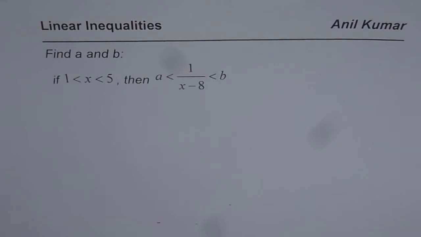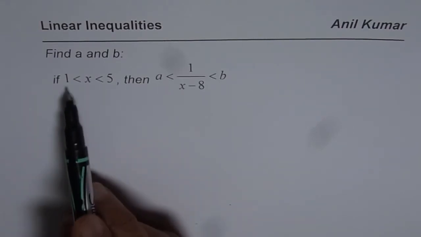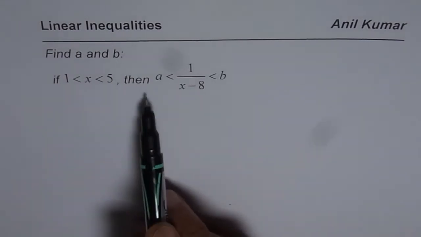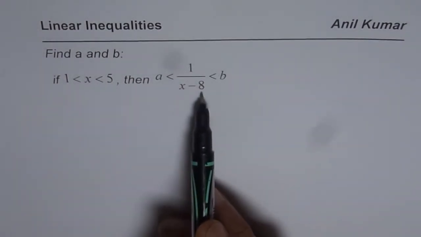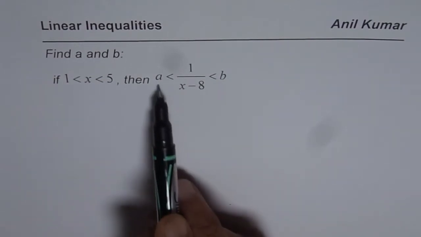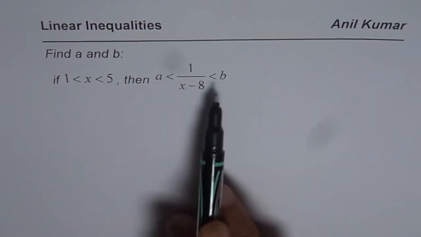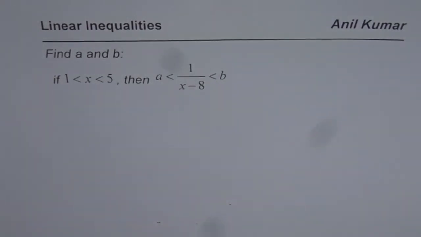The question is: find A and B. If x is between 1 and 5, then 1 over x minus 8 is between A and B. You need to find the values of A and B. You can pause the video, answer the question, and then look into my suggestions.